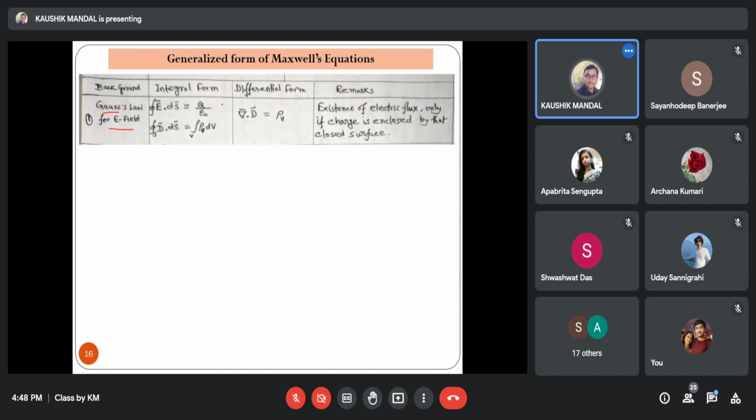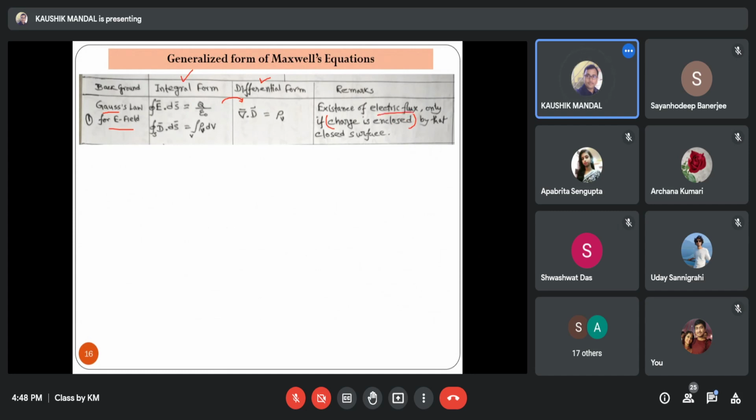How we convert the integral form into the differential form is known to us: surface integral to volume integral, so you have to apply the divergence theorem. This is the integral form, and this is the differential form or point form. So what is your remark from this first law that comes from Gauss's law? Divergence of D equal to rho V, existence of electric flux. Electric flux will only exist if charge is enclosed. If the charge is not enclosed by the surface, then there is no question of electric flux.